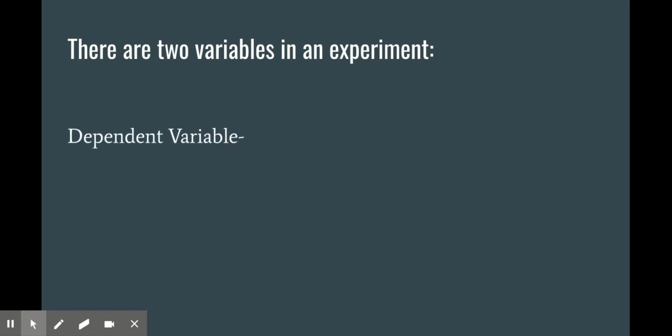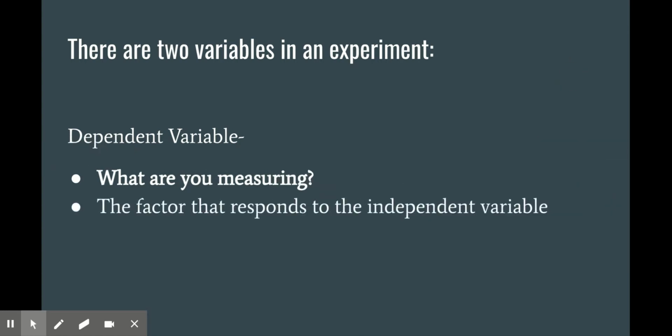Our other variable is the dependent variable. This one we can find out by asking ourselves, what are you measuring? And this is the factor that responds to the independent variable. So it's the thing that can be measured.